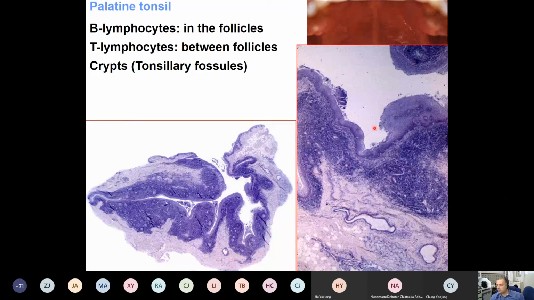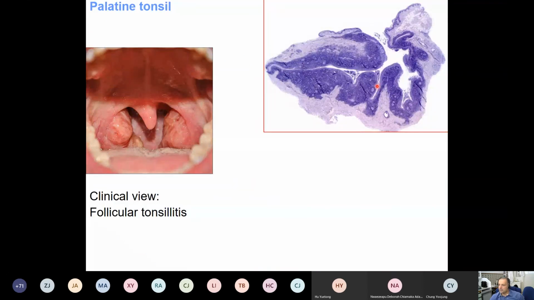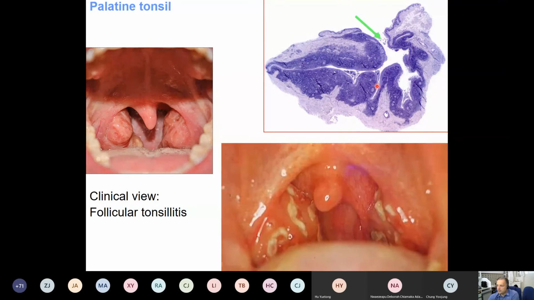Why is this? Because these deep crypts are just rinsed by very few salivary glands, and this is not efficient enough. Here is a duct, there is a mucus gland, but they won't be able to clean properly the fossils of the tonsil. Therefore, in some cases, and this is quite common in children, not as common anymore in adults, it might happen that you have a patient who comes with sore throat, who complains about headache, sometimes high fever, enlarged lymph nodes on the neck.